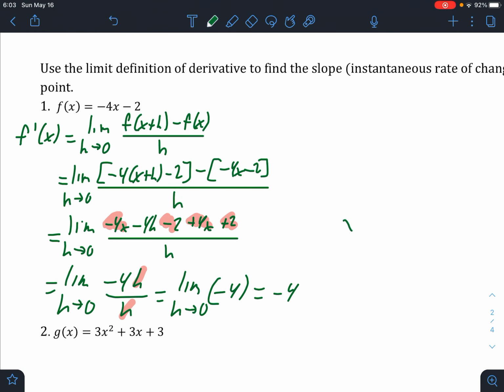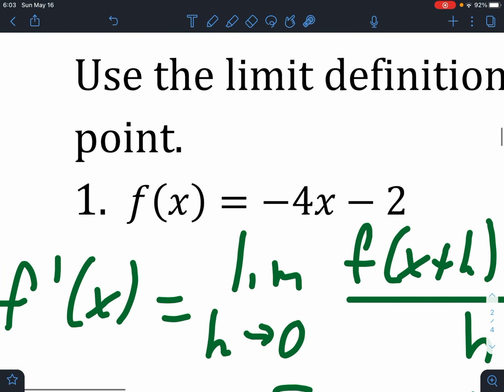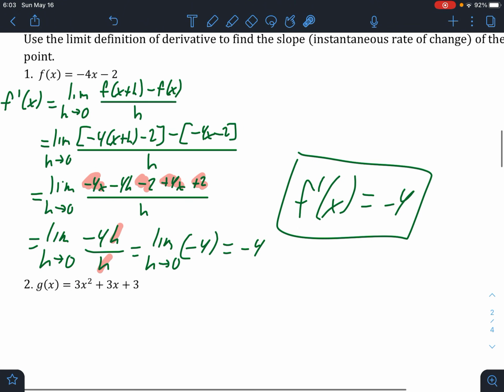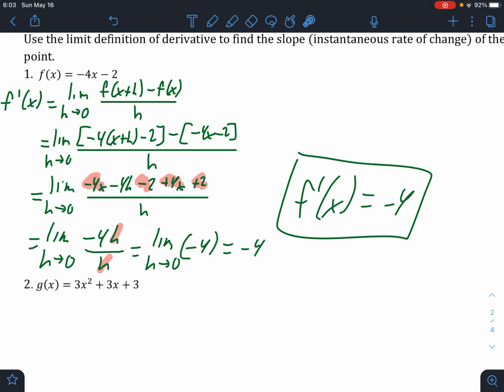So our final answer, you write like this: f prime of x is equal to -4. What does that mean? That means the slope of that line anywhere is -4. But we already knew that. The only reason why this is just a constant is because this is a line. If this is not a line, our answer will not be a constant, as we'll see when we do number 2.